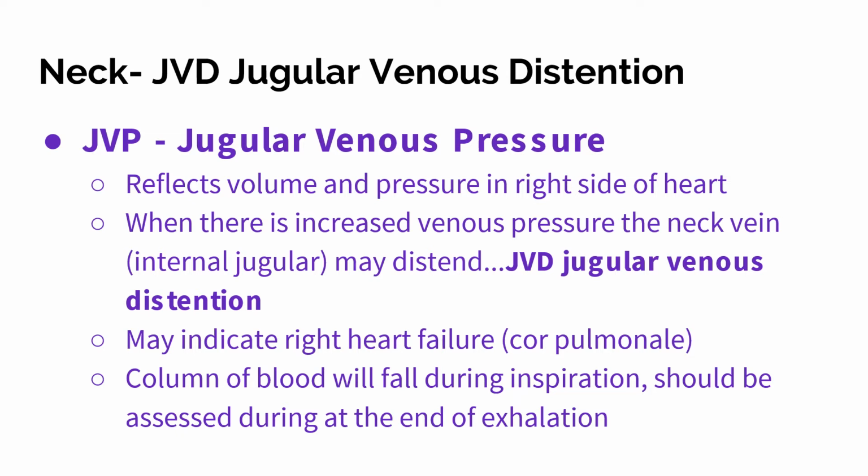So your right side of your heart is not pumping as efficiently as it should, so the blood tends to back up, and it causes jugular venous distension. So basically that internal jugular will distend because of all that volume that's backed up from the right side of the heart.